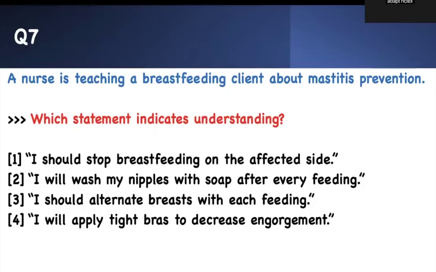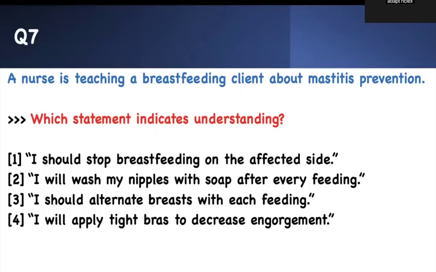We talk about it. I should alternate breast with each feeding, right? I will apply a tight bra to decrease engorgement. If I want to breastfeed to prevent infection, there should be no engorgement, right? If you use a tight bra, you cause more engorgement. That's a bad statement. Alternating the breast is the best way so that each breast gets emptied every time to prevent engorgement.